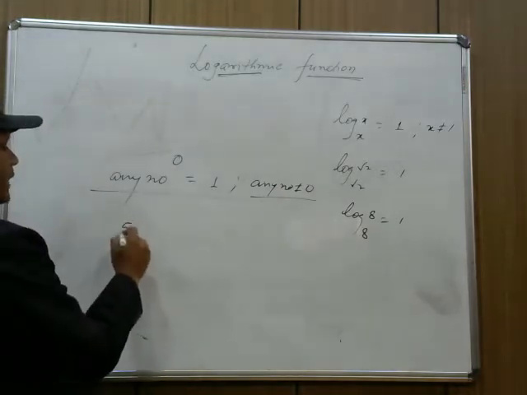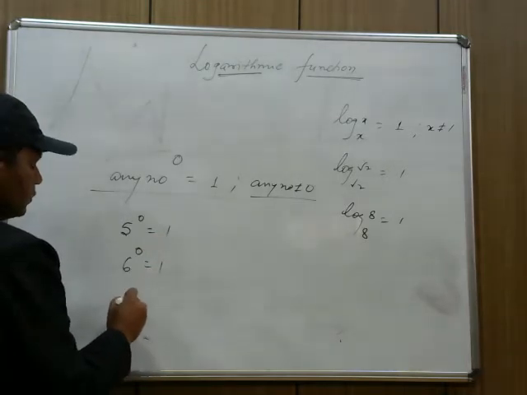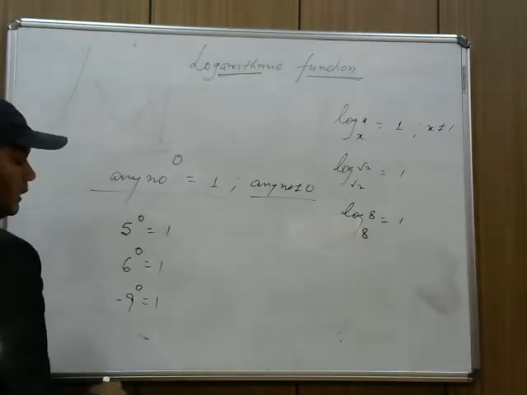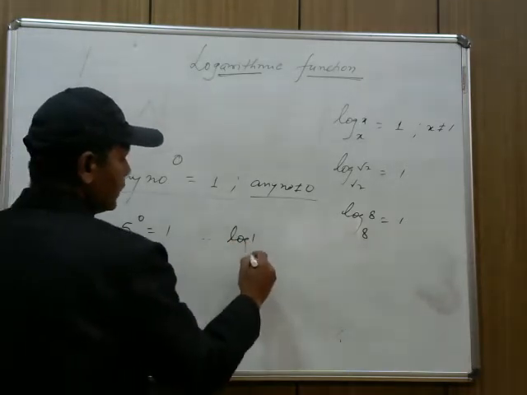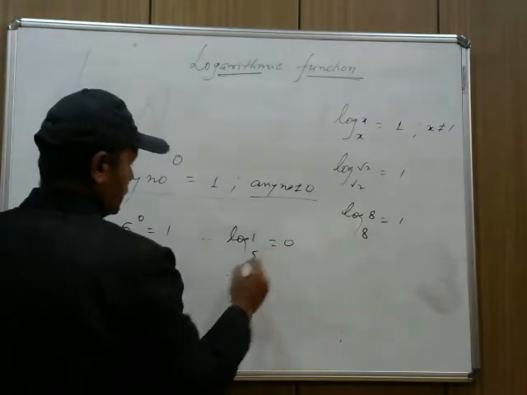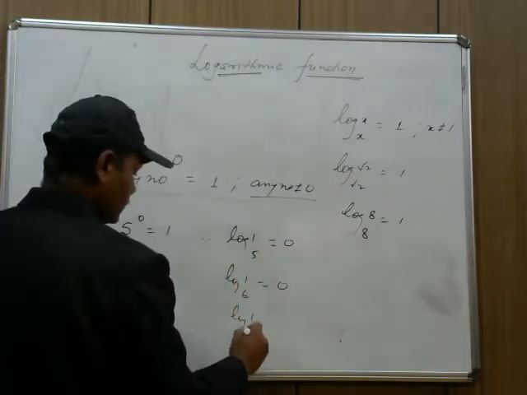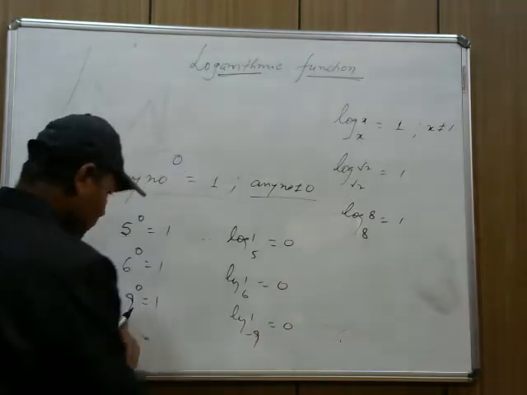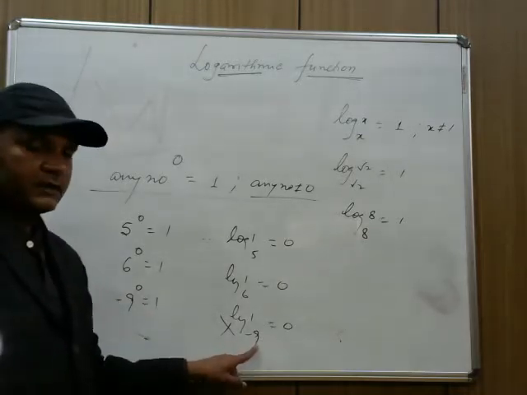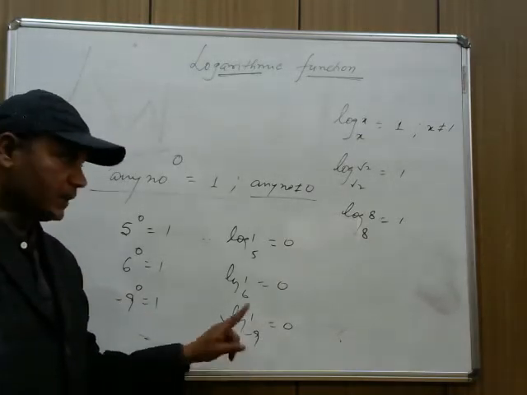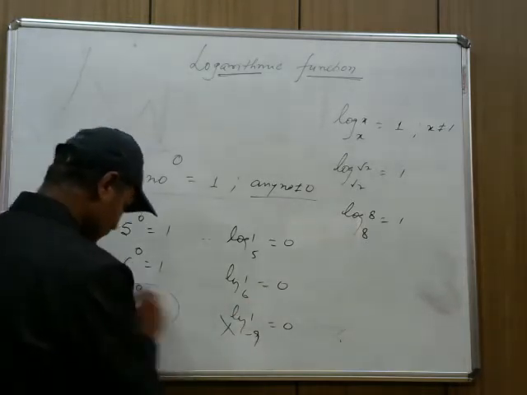Therefore, if I write here 5 to the power 0 is equal to 1, 6 to the power 0 is equal to 1, minus 9 to the power 0 is equal to 1, that is what I can say now. Log of 1 to the base 5 equal to 0. Log of 1 to the base 6 equal to 0. Log of 1 to the base minus 9 equal to 0. But this is not correct. Why? Because here the base is a negative number, and the base should always be greater than 0. That's why this is not correct.